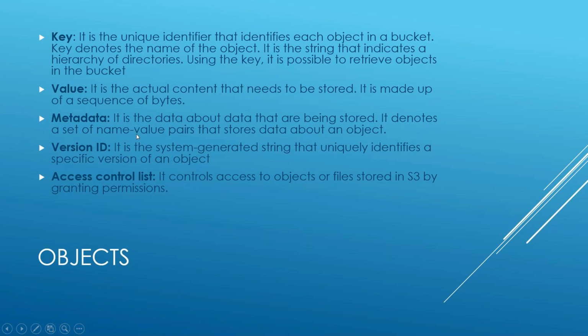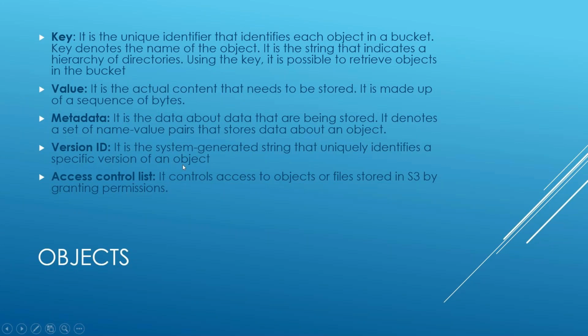The metadata contains data about the data that is being stored. It denotes a set of name-value pairs that stores data about an object. Like if you are taking one table from RDS or from an on-premise database and you want to extract the data, that table structure, the schema, like the table name, column names and the data types of that particular table, that is called the metadata. It does not contain the actual data, only data about the data.